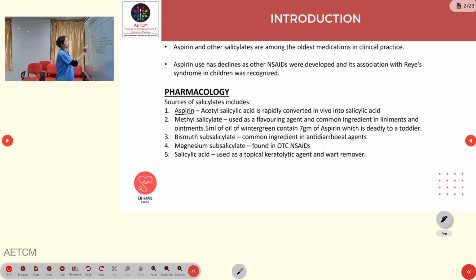Second one is methyl salicylate. It is used as a flavoring agent and most commonly used in liniments and ointments. So, 5 ml of oil of wintergreen contains 7 grams of aspirin, which is deadly to a toddler. And third is bismuth subsalicylate. It is a common ingredient in antidiarrheal agents. And the fourth one is magnesium subsalicylate, which is found in over-the-counter NSAIDs. And the last one is salicylic acid, which is used as a topical keratolytic agent and wart remover.